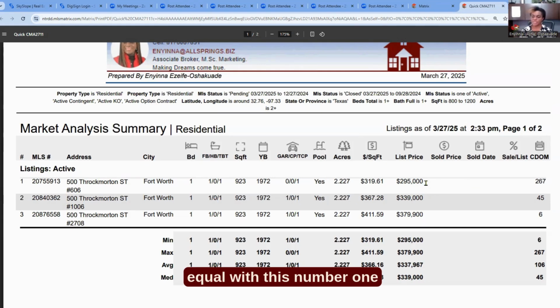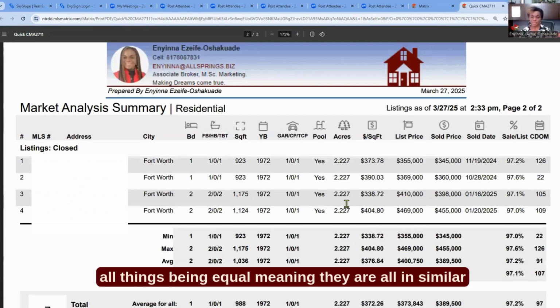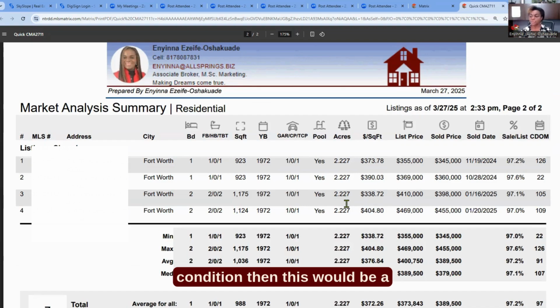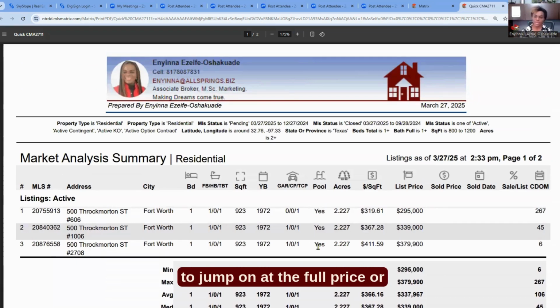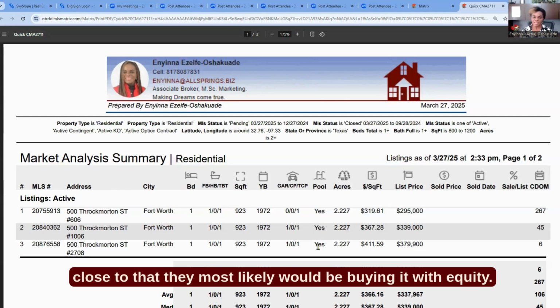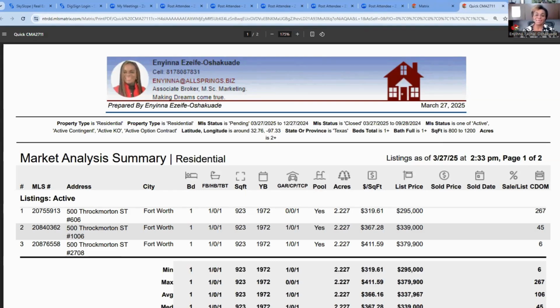So if all things being equal, with this number 1 property that's going for 295 compared with the ones that have sold, if all things being equal, meaning they're all in similar condition, then this would be a property that the buyer would probably want to jump on at the full price, or more if there's a bidding war, because the market analysis shows that these properties are selling for more. And if the buyer bought this property for 300,000 or anywhere close to that, they most likely would be buying it with equity. So this is just a quick tutorial of how to do a CMA in a nutshell.